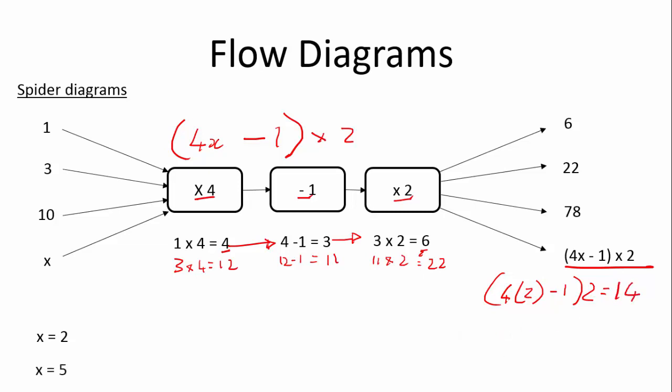What about x is equal to 5? Then we'd go 4 multiplied by 5 minus 1 times 2. What is 4 times 5? That's 20. Minus 1 is 19. Times by 2 is 38.